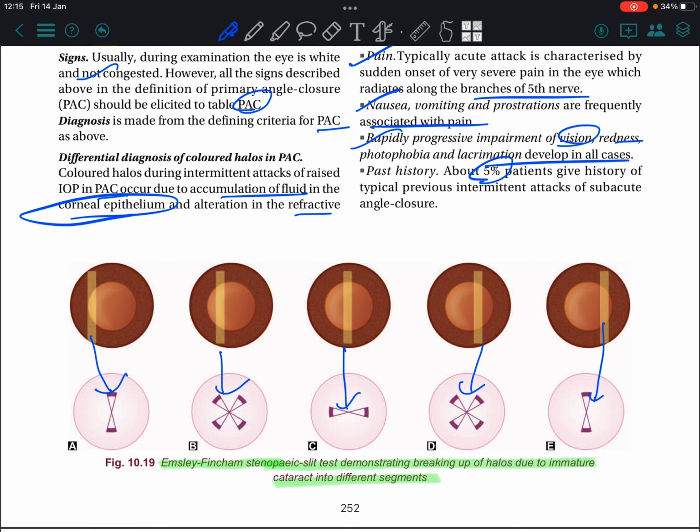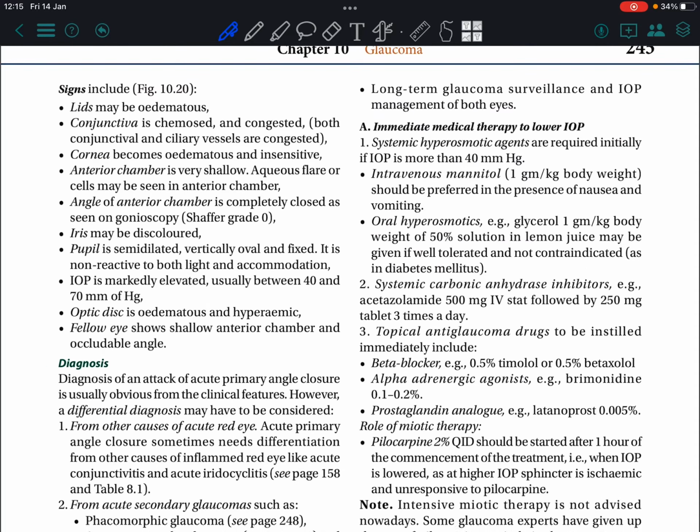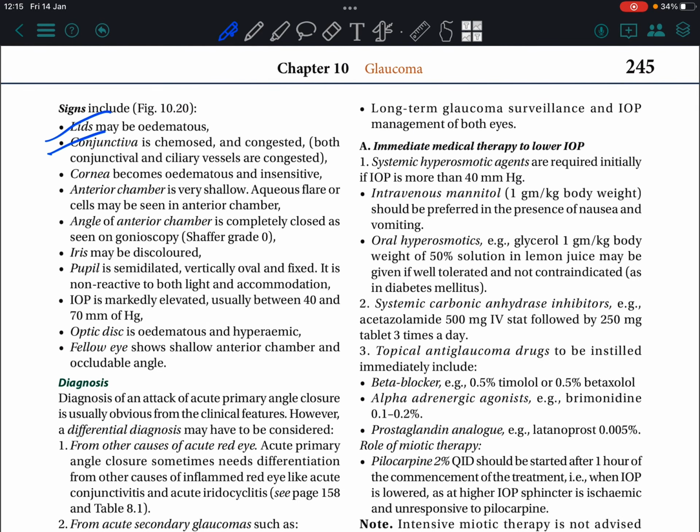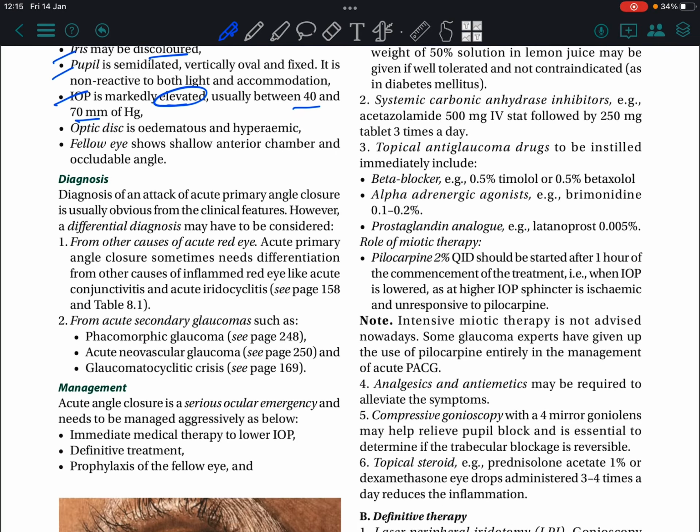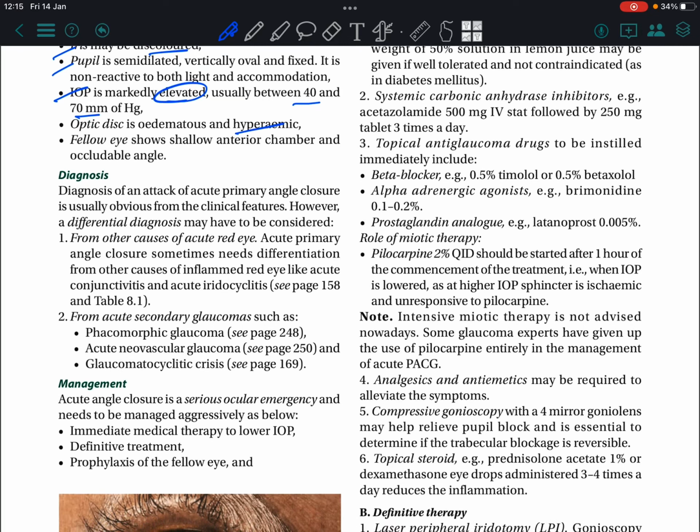Past history: about 5% of patients give a history of typical previous intermittent attacks of subacute angle closure. Signs include lids that may be edematous, conjunctiva chemosed and congested, cornea edematous and insensitive, anterior chamber shallow, angle of the anterior chamber completely closed as seen on gonioscopy, iris may be discolored, pupil semi-dilated, IOP markedly elevated, usually between 40 and 70. Optic disc is edematous and hyperemic. The fellow eye shows a shallow anterior chamber and occludable angle.